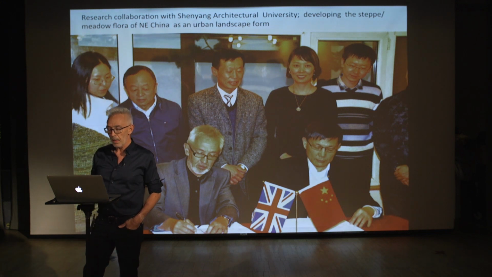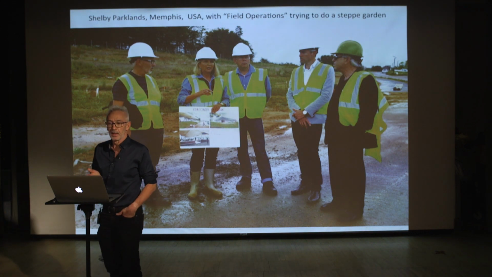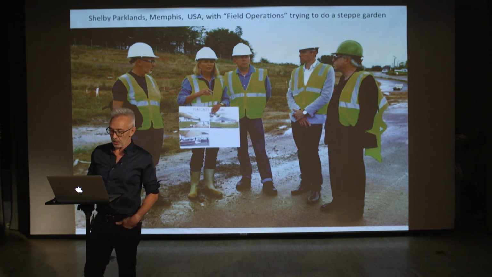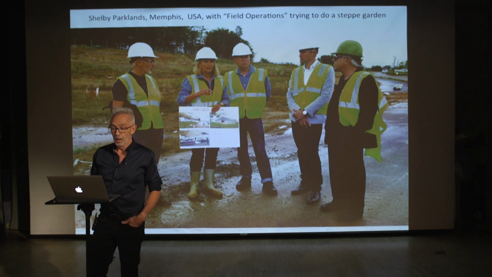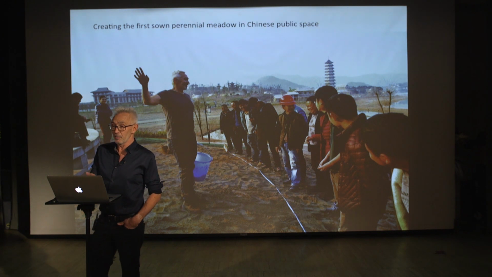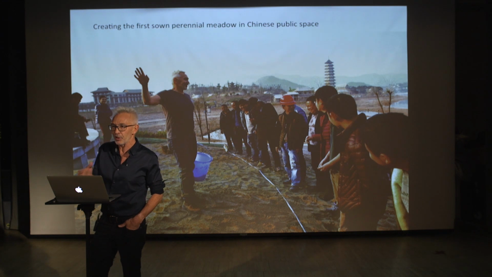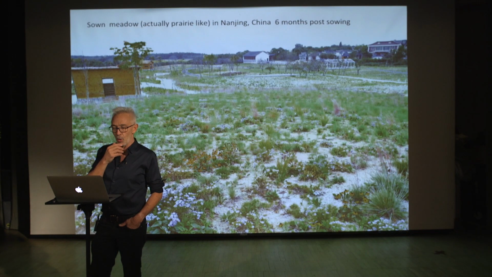So this is the sort of thing we do, but I also work in practice too. This is in the US, in Memphis, working with field operations on a part of a garden project around a major new parkland system. Here in China, this is me trying to convince some Mandarin speakers who don't speak any English about how we're going to do something really important here. And this is us creating the first sown perennial meadow, actually more like a prairie, to be honest, in this part of Western China. This is the sort of work we've been doing in China.